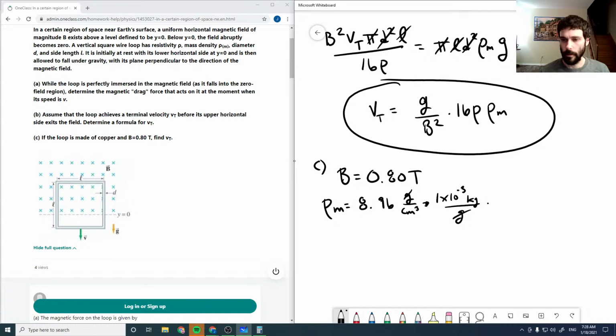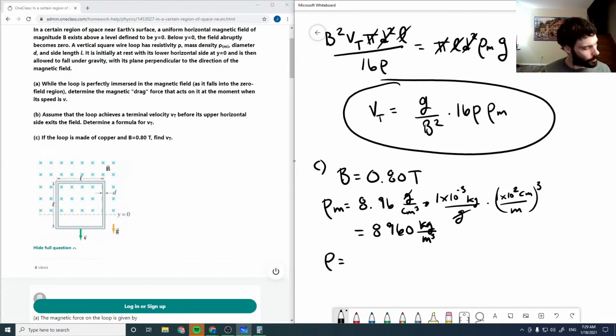And convert our centimeters to meters, so 1 times 10 to the 2 centimeters per meter, cubed. And we get a mass density of 8,960 kilograms per meter cubed. And we can look up our resistivity for copper, which is 1.68 times 10 to the minus 8 ohm meters.